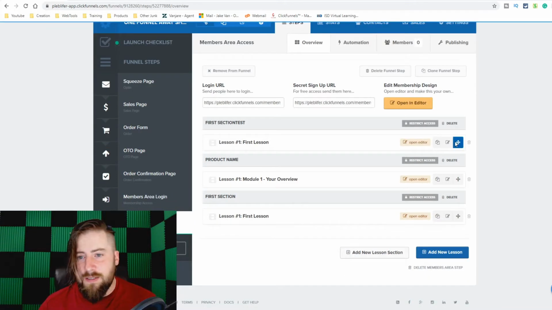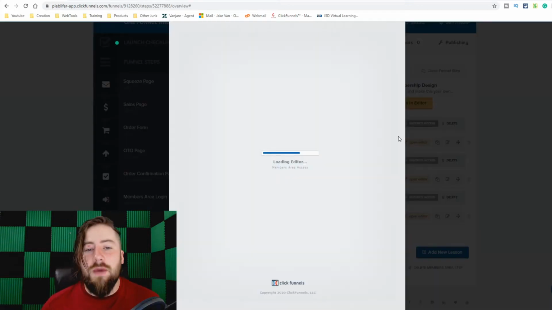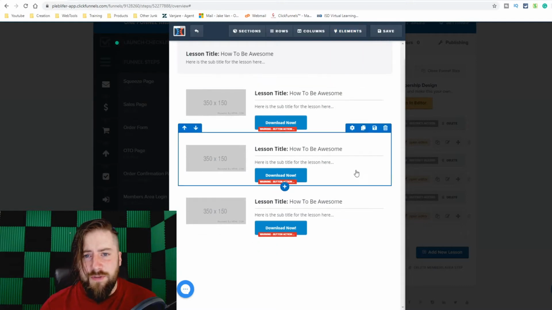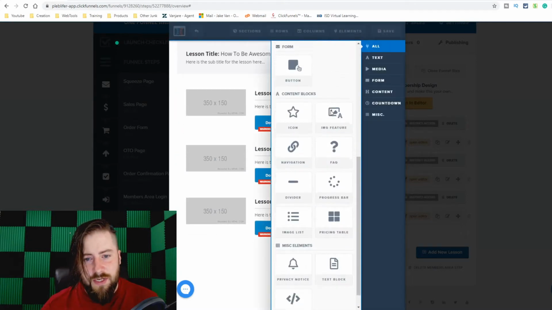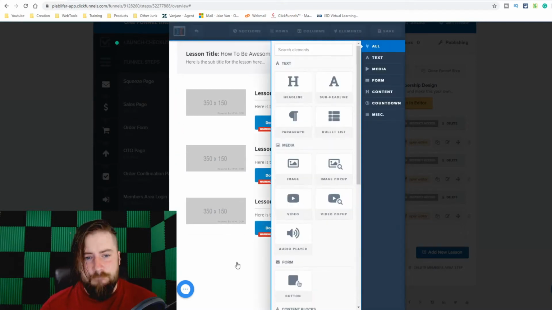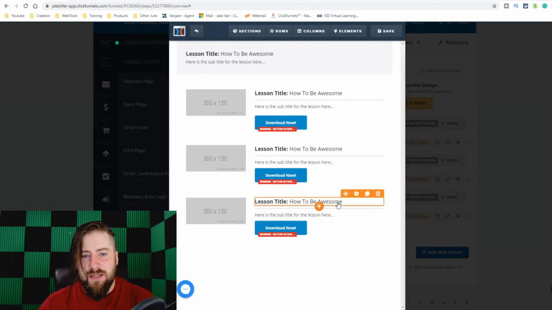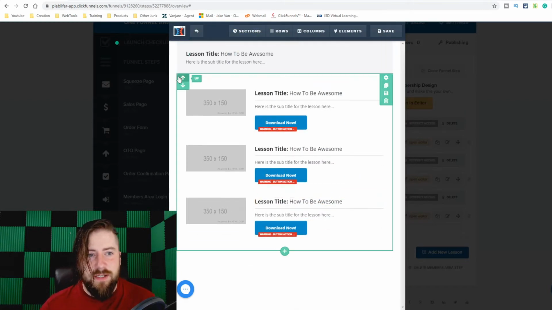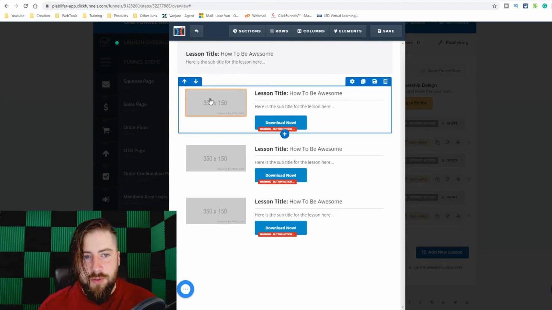The lesson itself, pretty much the same as a regular page. I mean, there's a few limitations on it. Obviously, there's not as many choices as far as elements go. But yeah, it's still basically the same. You got your sections on the outside, the green ones. You got your blue rows, and you have your two columns.